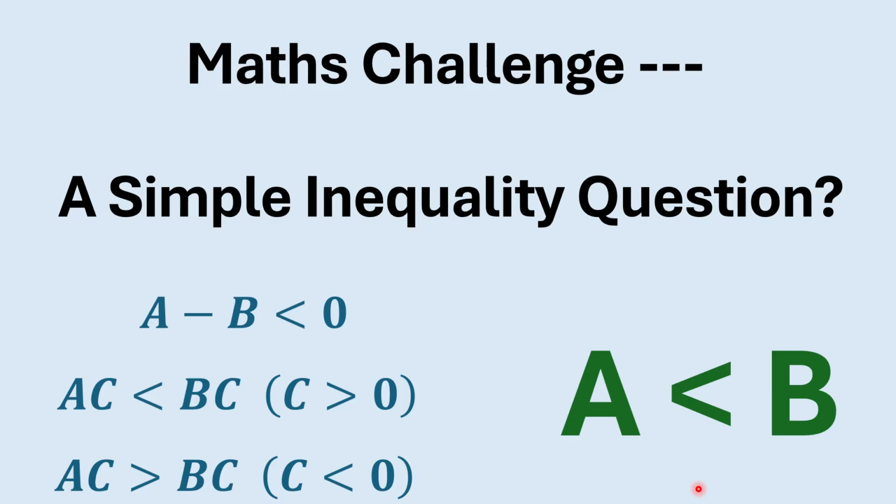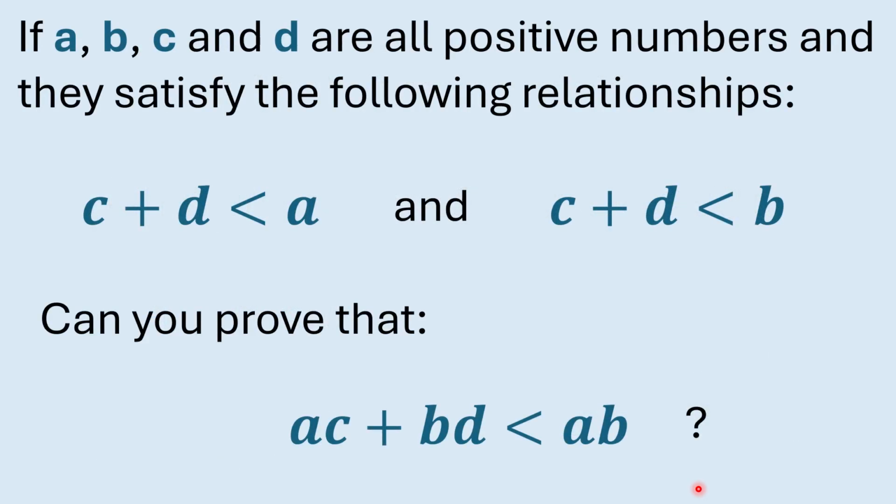In this question, a, b, c, and d are all positive numbers, and they satisfy the following two relationships. First, c plus d is less than a, and second, c plus d is less than b. Can you prove that ac plus bd is less than ab?